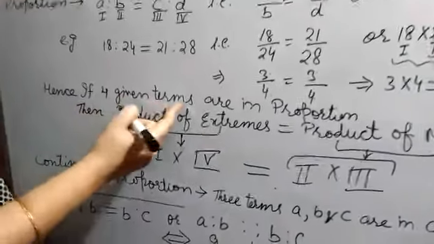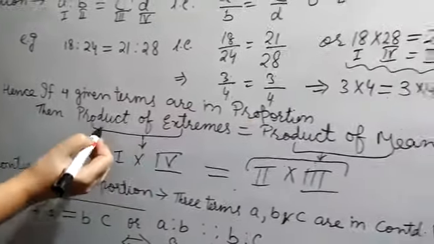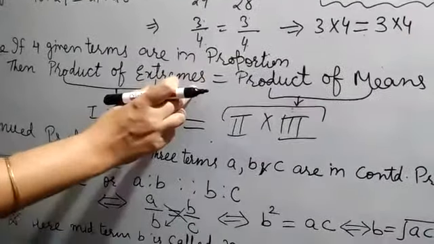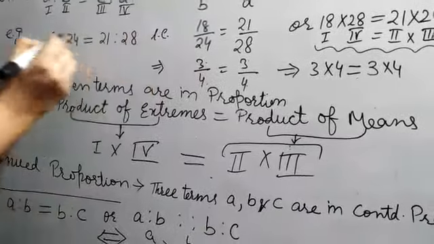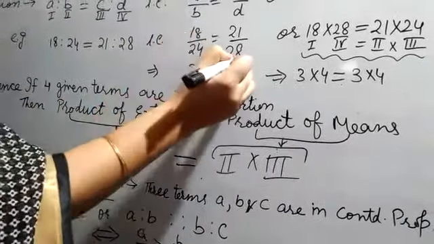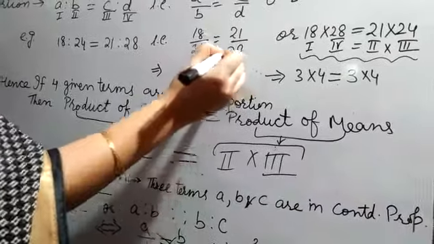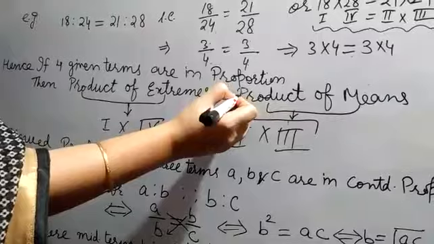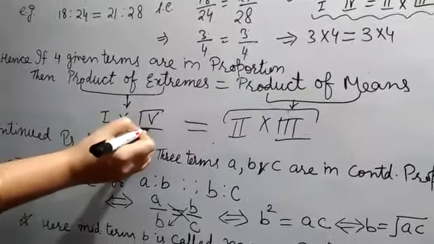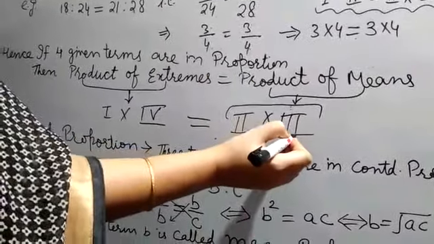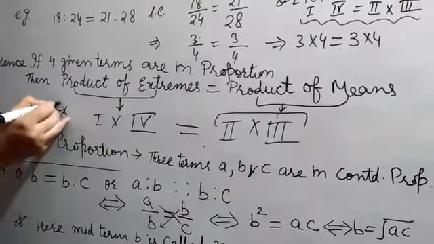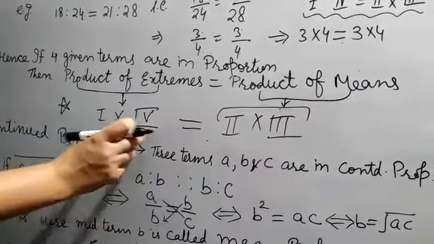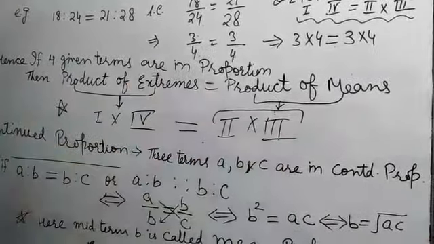If four given terms are in proportion, it means product of extremes is equal to product of means. Extreme means first and last. You have seen 18 multiplied by 28. See here, this term multiplied by this is equal to this term multiplied by this. So here we got product of extremes is equal to product of means. First multiplied by fourth is equal to second multiplied by third. That is the important result we have to remember. If four terms are in proportion, first and last terms product is equal to product of middle two terms.